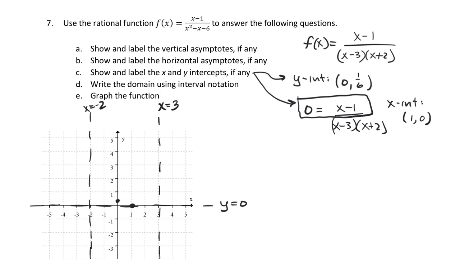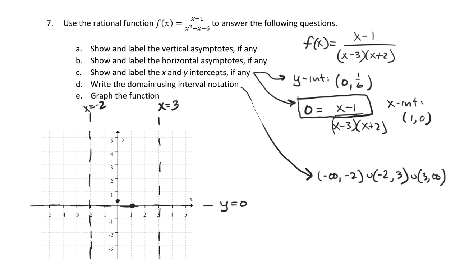And then for part D, the domain, if we look at the domain restrictions, x cannot be 3 or negative 2. So the domain is any real number except for negative 2 and positive 3. So we would write that as negative infinity to negative 2, and then negative 2 to 3, and then 3 to positive infinity.